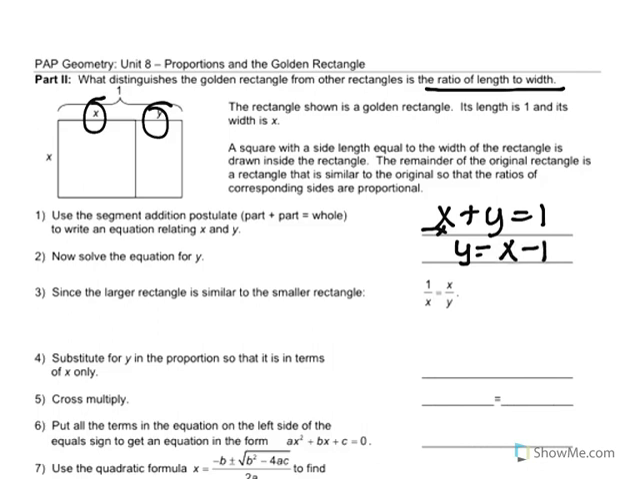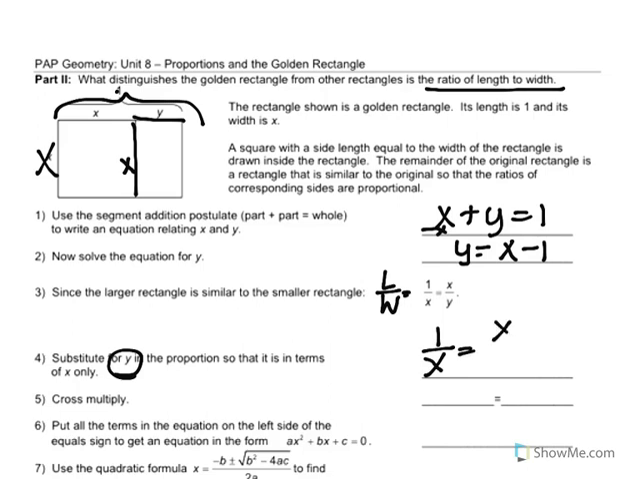Now, it says the larger rectangle is similar to the smaller rectangle. So we have this ratio, 1 is to x as x is to y. Length is to width, 1 is to x as x is to y. So these are just length to width ratios. Now it says substitute for y in the proportion so that it is in terms of x only. Take this ratio, 1 is to x as x is to y, and since we know that y is equal to x minus 1, we're going to put x minus 1 on the bottom. Now we're going to do cross products. We're going to cross multiply.